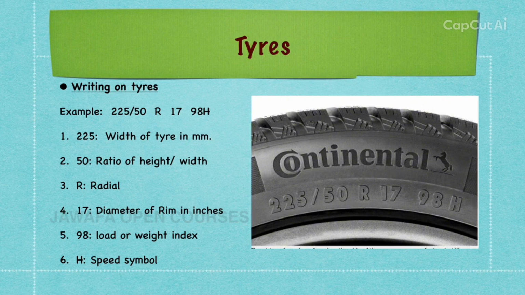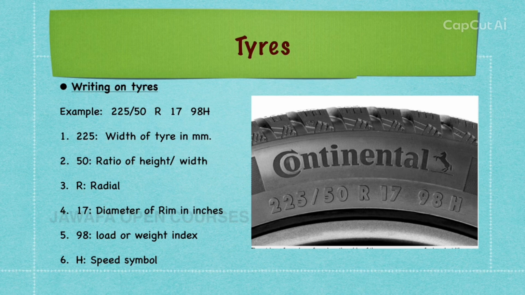After that, below, 50 is written. These are the ratios of the height and width of the tire. After that, the letter R is written in the third position, which indicates that it is a radial tire. If D is written here, it means it is a diagonal tire.